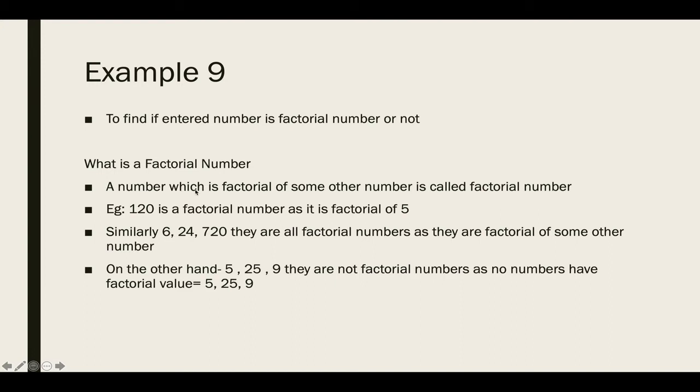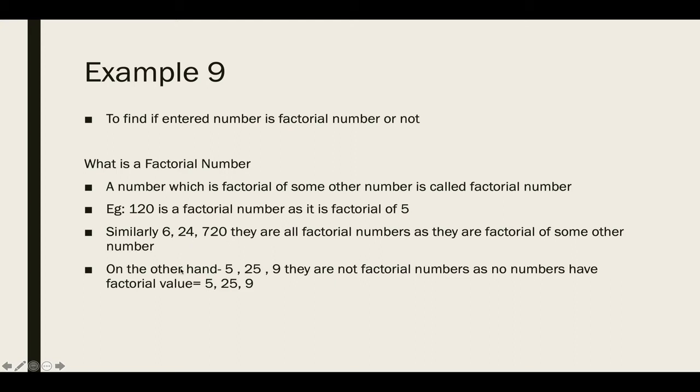A number which is factorial of some other number is called factorial number. For example, 120 is a factorial number because it is factorial of 5. So the factorial of 5 is 120. So 120 is a factorial number. Similarly, 6, 24, 720 and some other numbers, they are also the factorial numbers because they are factorial of some other number. 6 is factorial of 3. 24 is the factorial of 4. 720 is factorial of 6.